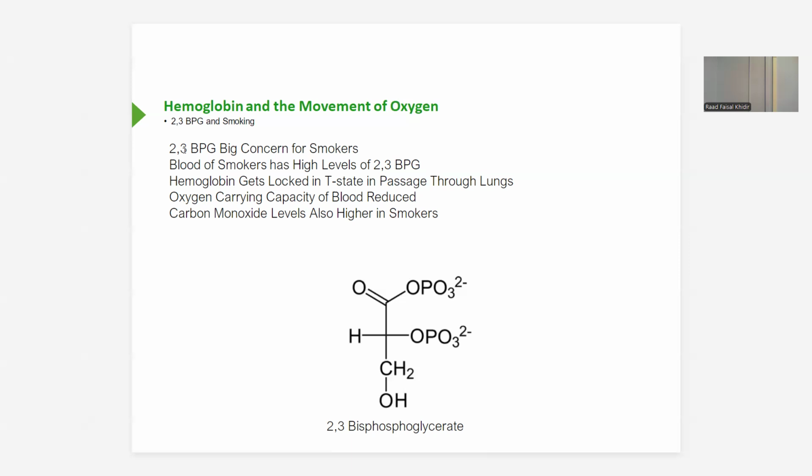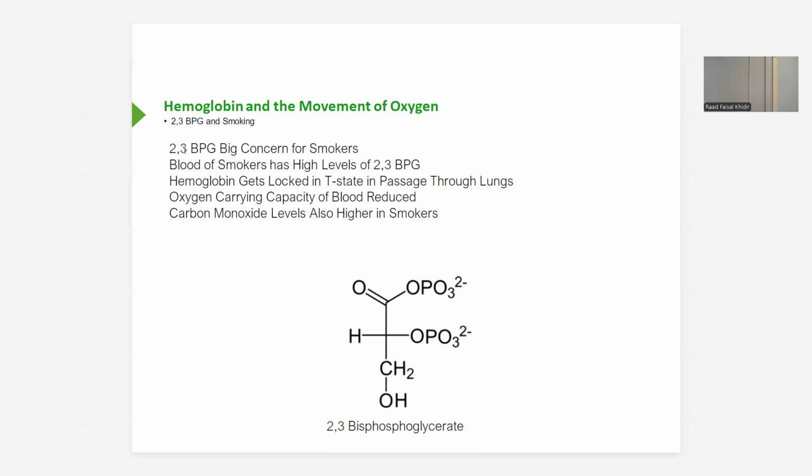So hemoglobin arrives at your tissue to remove carbon dioxide, but it's not bringing in oxygen. So they always have low oxygen levels. They breathe, but the oxygen is not going to the tissue. Oxygen carrying capacity of the blood is reduced.